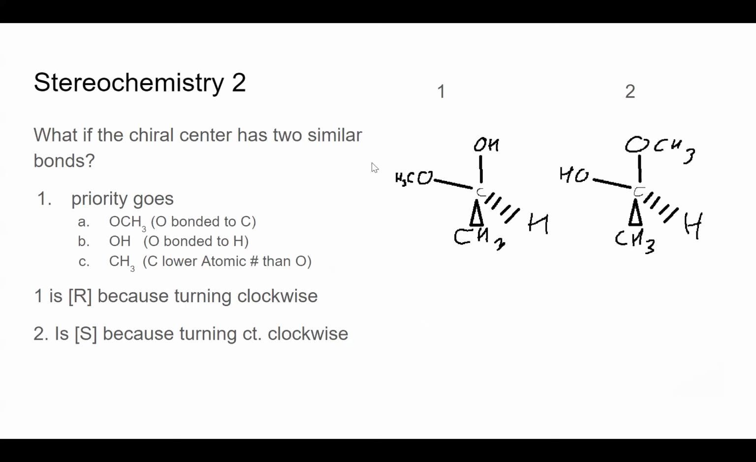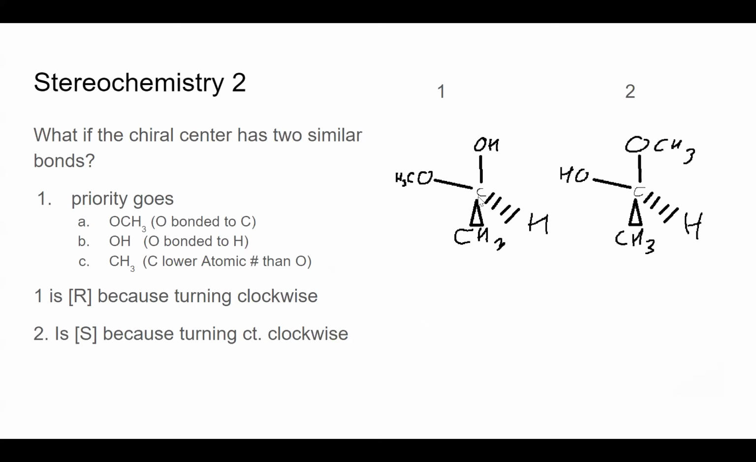Priority goes to this O-methyl right here, due to this oxygen being bonded to this carbon, while this oxygen is only bonded to a hydrogen. Because carbon has a higher atomic number than hydrogen, this is the highest priority, then the alcohol, and then the methyl, because the alcohol's oxygen has a higher atomic number than methyl.